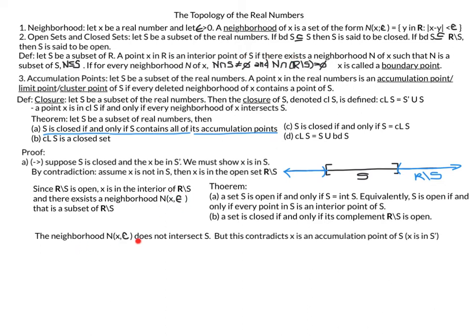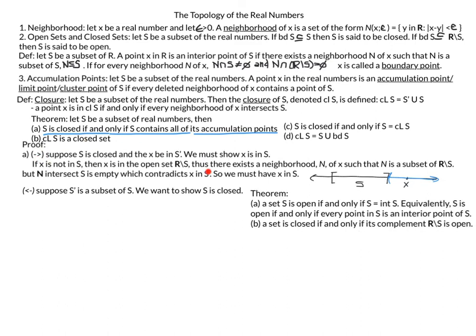This neighborhood here then does not intersect S, but this contradicts the fact that X is an accumulation point of S. In other words, to be an accumulation point, every deleted neighborhood must contain a point of S, but in this case it does not. So because this is a contradiction, our assumption was incorrect. And here I have, since our assumption is not correct, that must mean that X is in S.